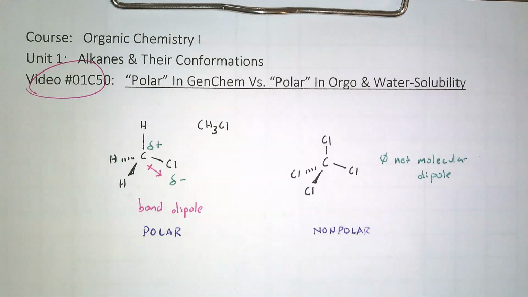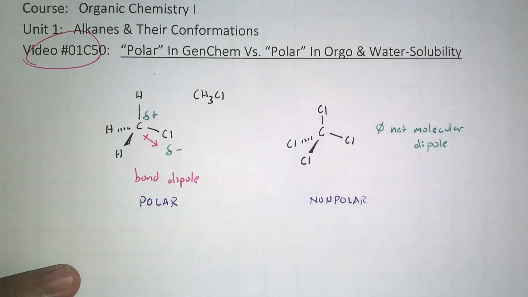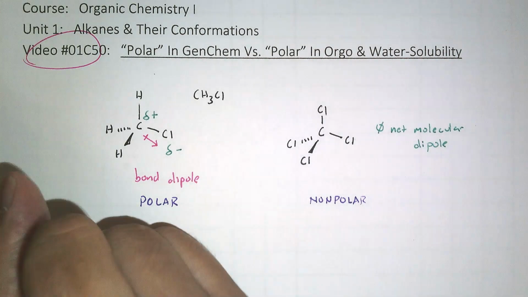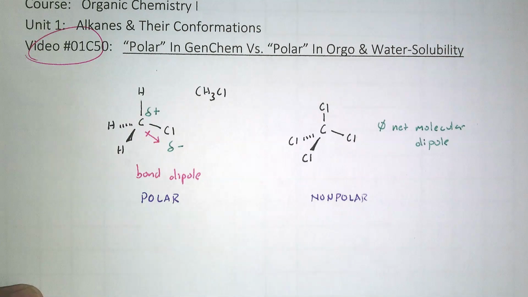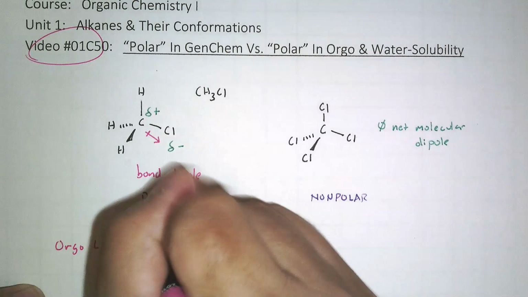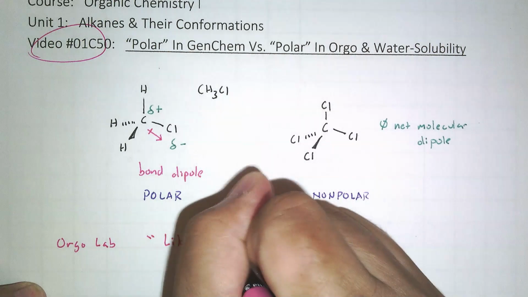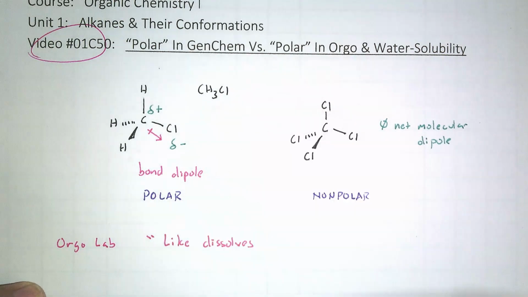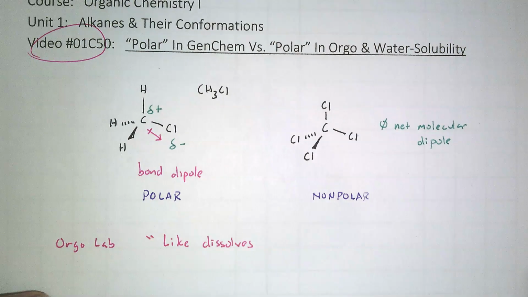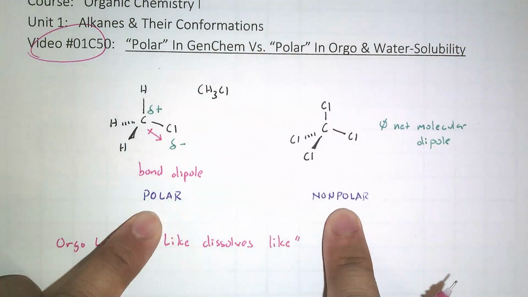Now the issue comes when we go into the organic chemistry lab, because in organic, the phrase that people always repeat to themselves because it's so important is, let me just write this down, like dissolves like. And that's where there's a conflict when you try to apply this, like dissolves like, to these two molecules.